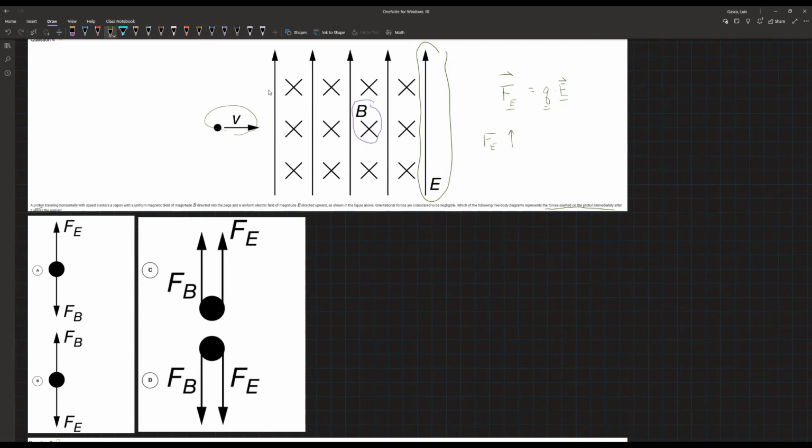Now we need to do the right-hand rule for the magnetic force. We have a velocity in the x direction and a magnetic field in negative z. We should be expecting a force in the y direction.